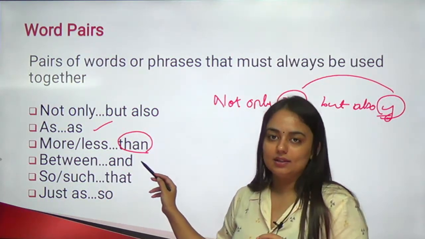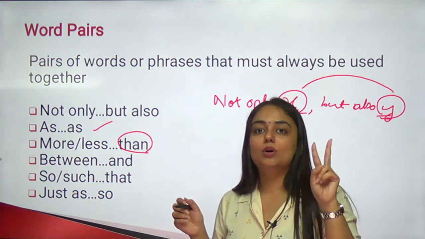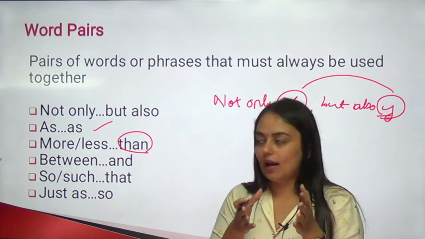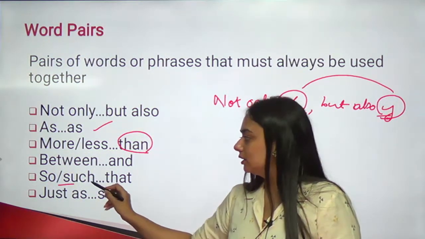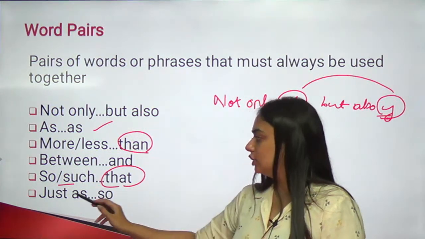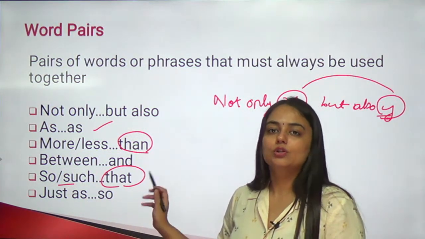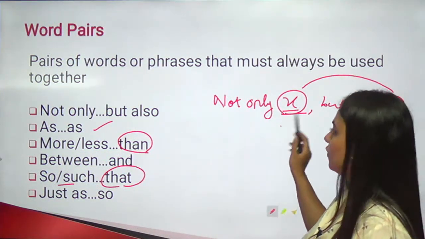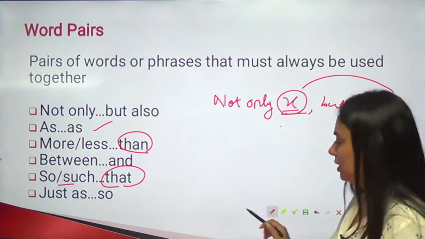Between and. When you say "between," you are going to talk about two things. The two things will definitely be separated by the conjunction "and." "So that," "such" or "so" is followed by "that." "Just as" is followed by "so." So just make sure you are using these things in this format, and your sentence structure will be correct.